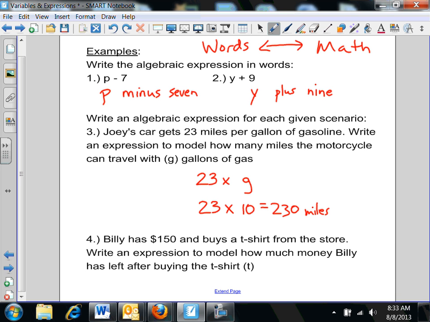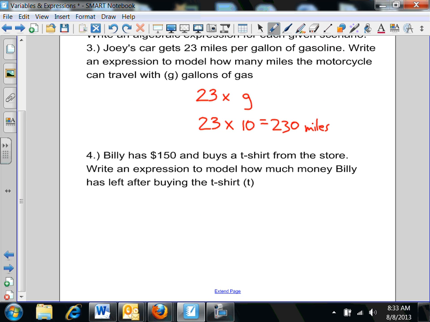Number 4 says Billy has $150 and buys a t-shirt from the store. Write an expression to model how much money Billy has left after buying the t-shirt. So he has $150 and he buys a t-shirt. So that should not be added in. We shouldn't add in T, but we should subtract T. So we do 150 minus T.